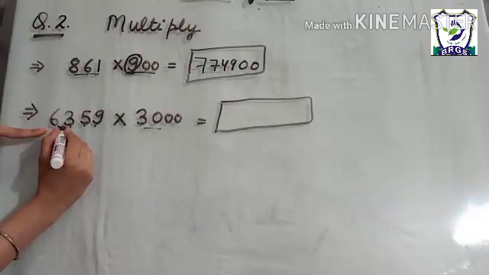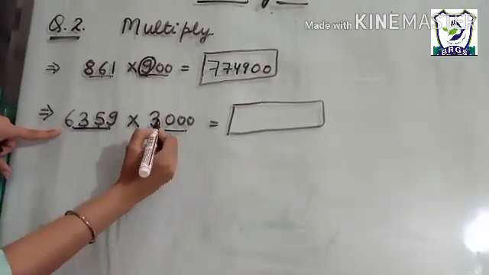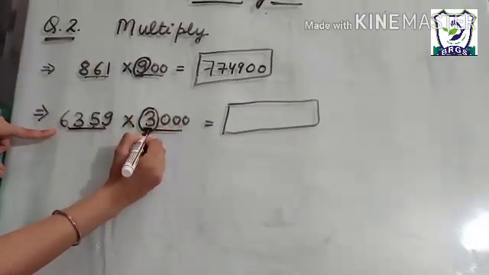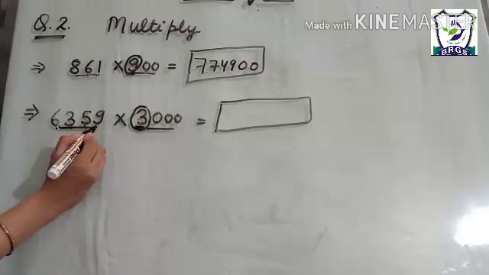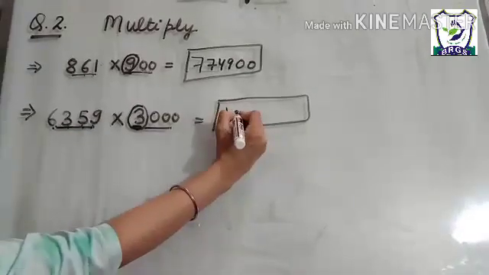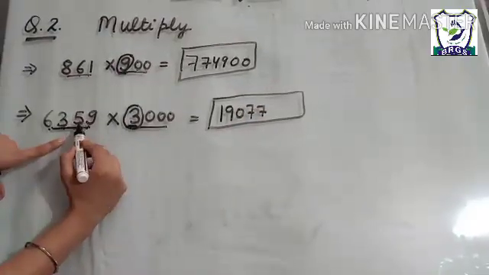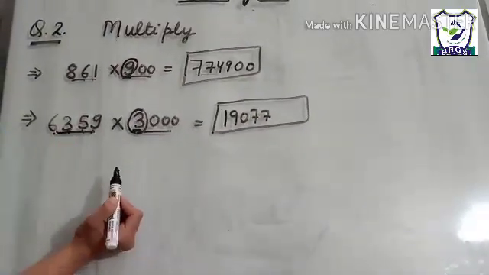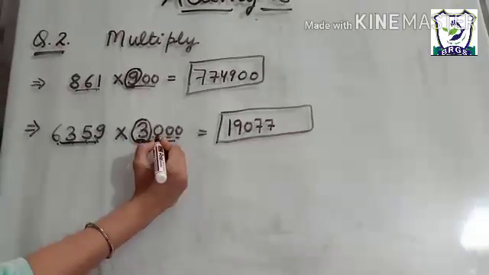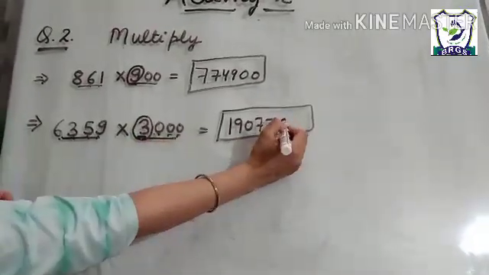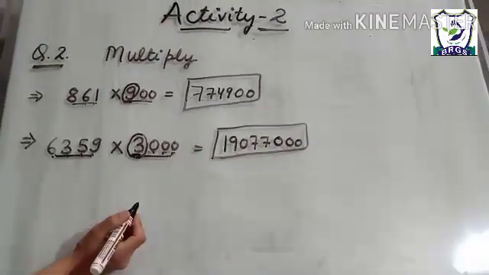Similarly students, look at another question, that 6359. You have to multiply this number by 3000. Okay students, we will take the first number of this. This is 3. On multiplying 3 by 6359, what we will get students? We will get 19077. Okay students, when you check this multiplication, you will get this answer. Then what will be our next step? As we are having 3 zeros with 3000, so we will add these 3 zeros to the right of the product of these two numbers. This will be your answer.